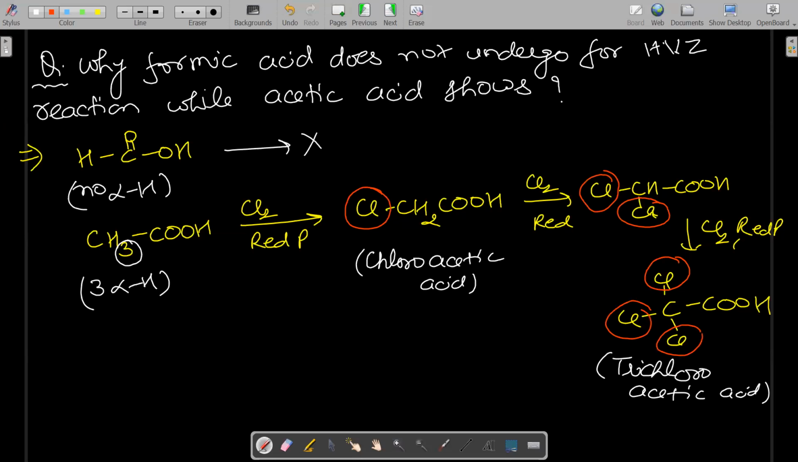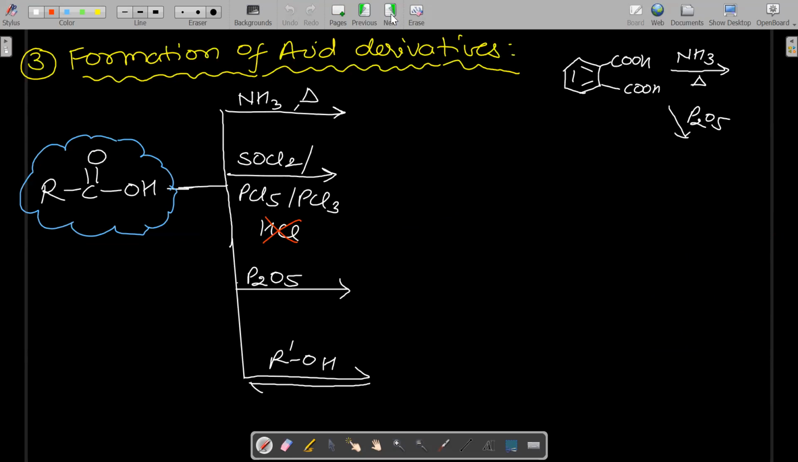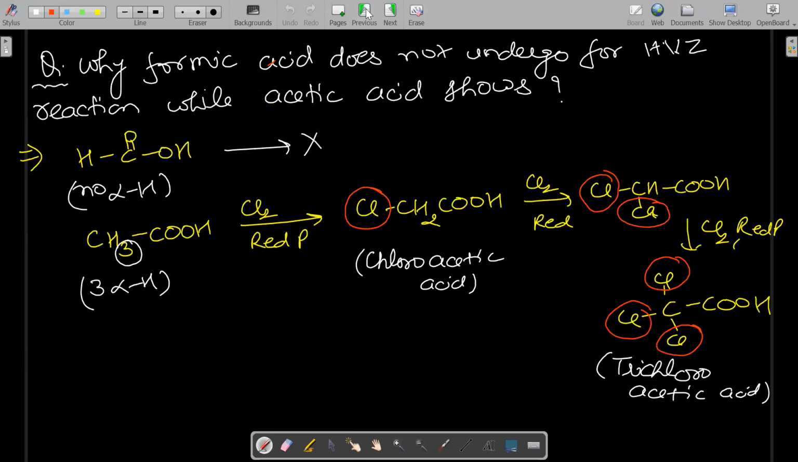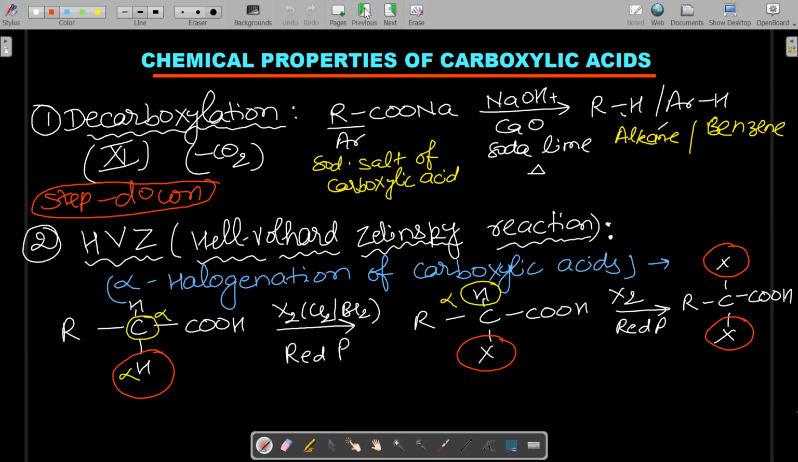Okay. So in this reaction, if you want to form only monohalogenated product, then 1 mole. But if you want to form trihalogenated product, then 3 moles. Okay. This is called chloroacetic acid. This is called dichloroacetic acid, and this is trichloroacetic acid, right? Okay, so this was the second property, HVZ.